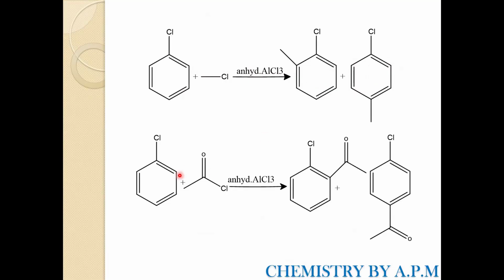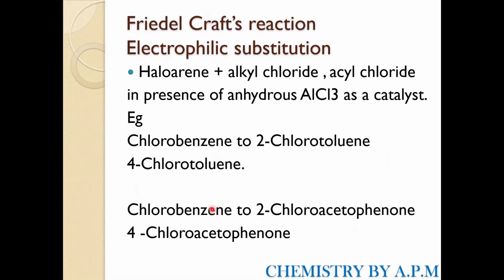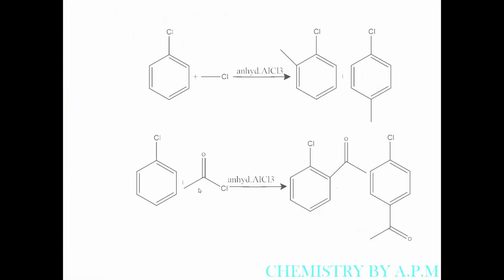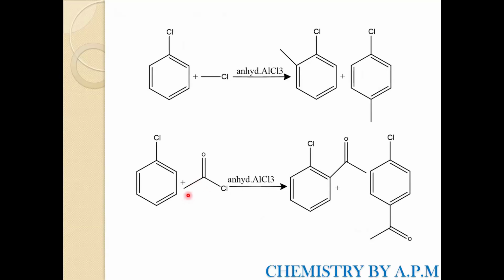Similar for this. Your chlorobenzene is treated with the acyl chloride. Again, both of the examples I have covered here. That is the chlorobenzene. You are going to get the synthesis of the 2-chloroacetophenone. So here is the acyl chloride moiety, CH3C double bond OCl, in presence of anhydrous AlCl3. Anhydrous is again in absence of water. You are going to get the 2-chloroacetophenone and 4-chloroacetophenone as the product of this reaction.